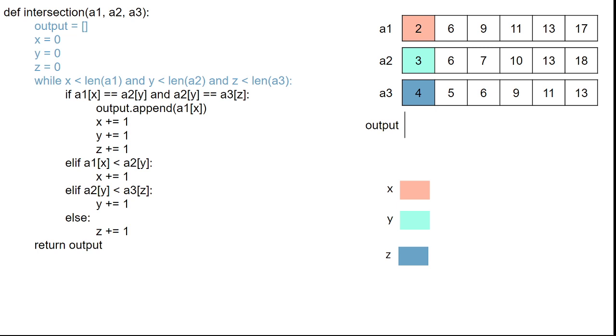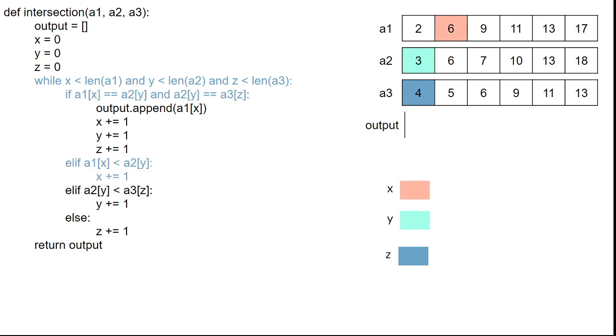So we make a function called intersection where we pass in all three arrays. Then we make an output array and we initialize X, Y, and Z to be 0. We have a while loop that keeps going as long as none of the pointers are pointing at the end of an array.